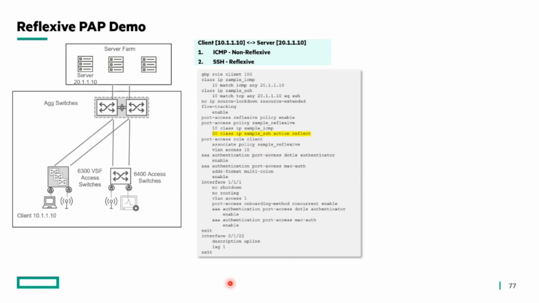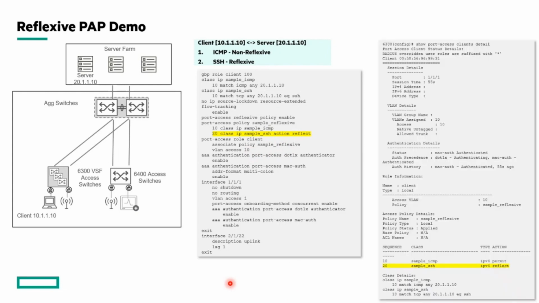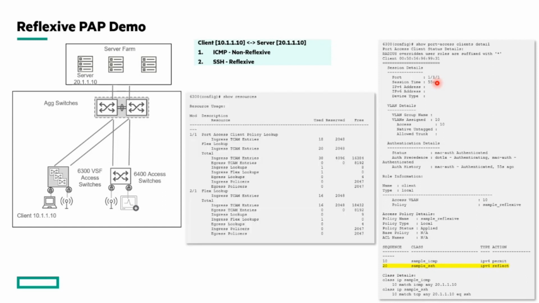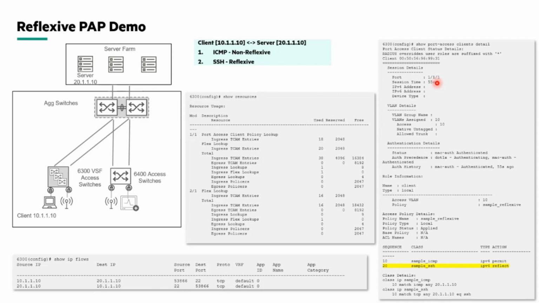And the rest of the remaining configuration task lists are present here. So once the client has been authenticated, you need to verify the show port-access clients detail. And you can also verify the resource consumption using show resources. And once the flow has been generated from the client and server, you can verify using show ip flows. So let's quickly go to the demo screen now.